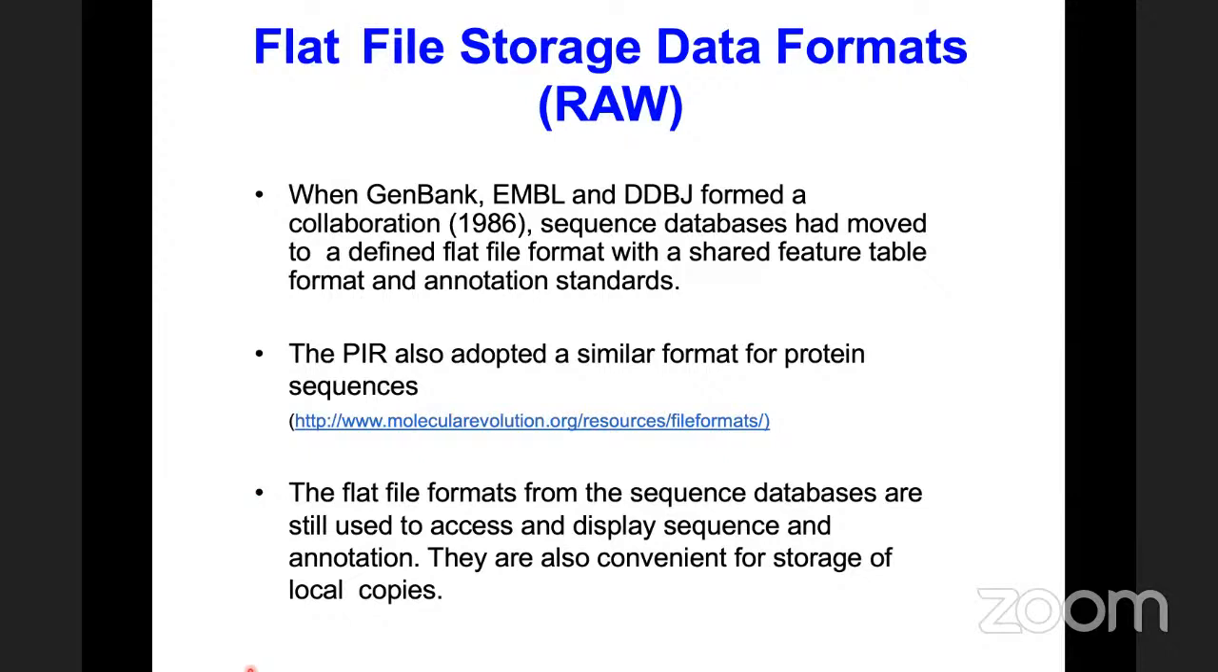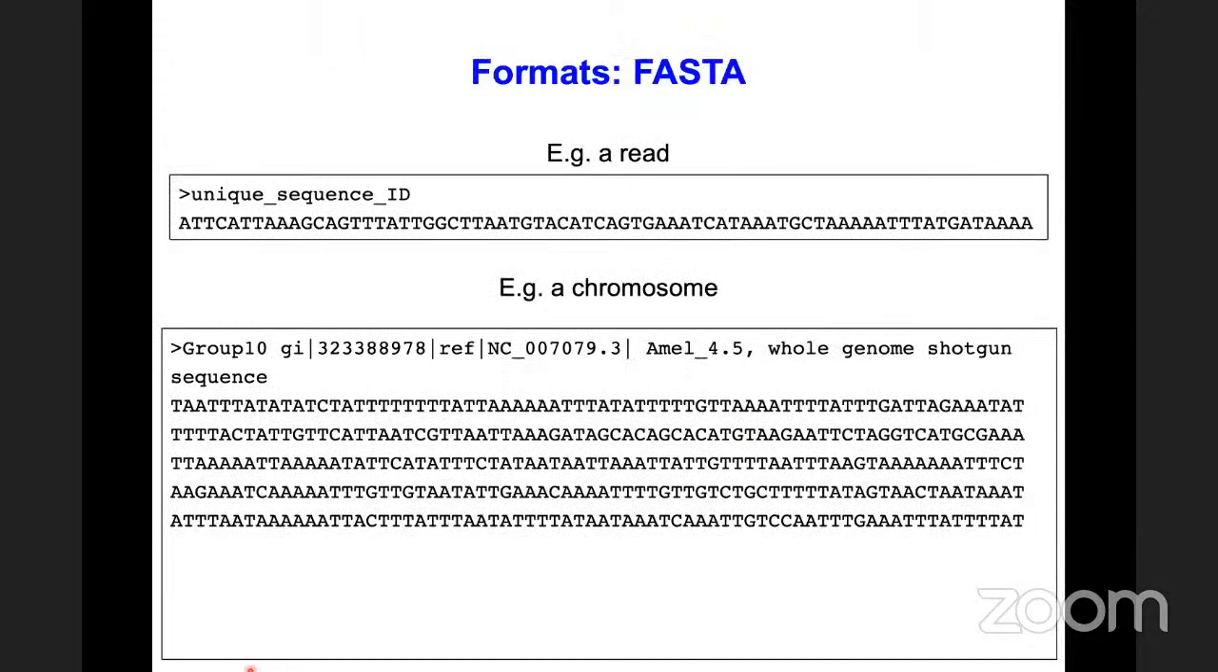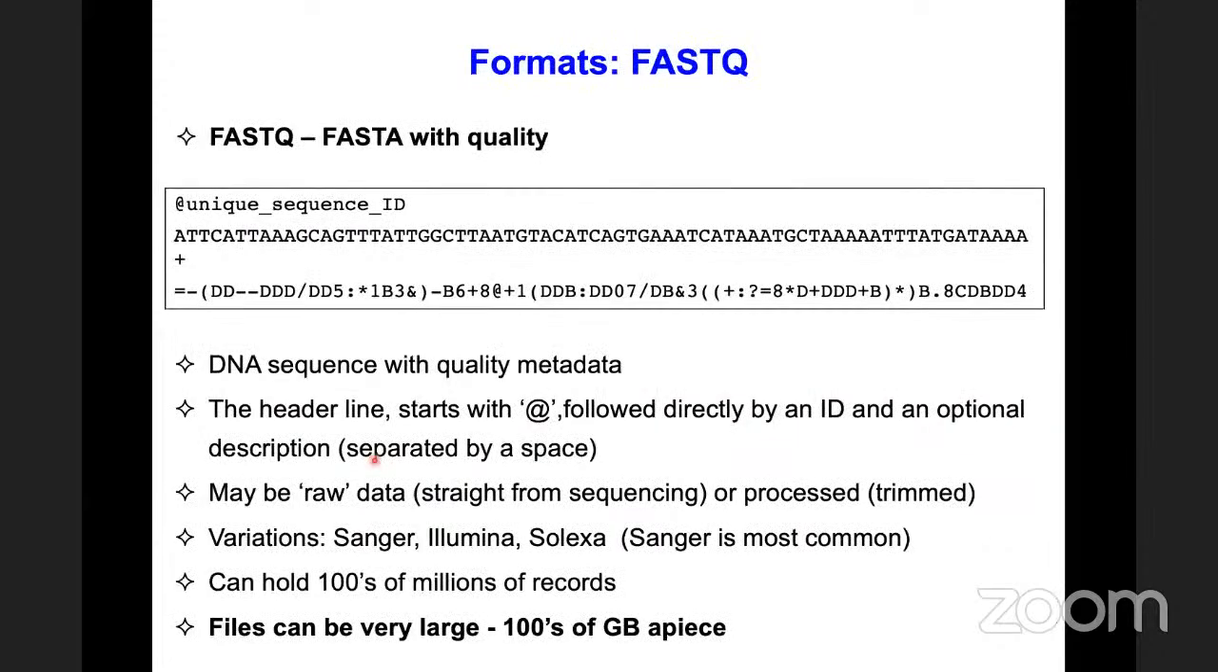Initially this raw file format was used, which is translated into the FASTA file, which is widely used these days for the sequence. And coming to FASTQ, the FASTQ file is generated from the sequencing machine, which contains the base information as well as the quality value. The quality value is in an ASCII character. I hope the computer science students know what ASCII characters are.